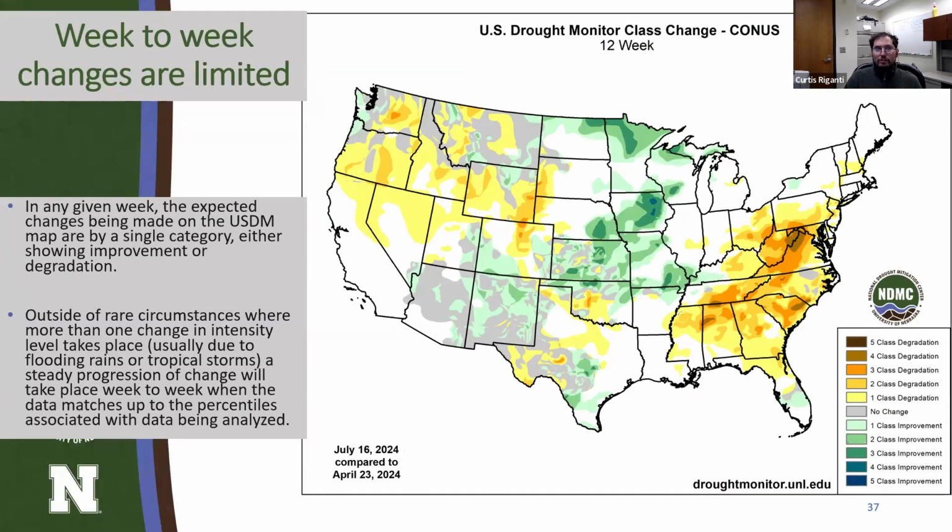So again, week to week changes are somewhat limited, usually to 1 category in one direction. It's exceptionally rare to have any 2 category degradations. It's pretty rare to have 2 or 3 category improvements. Oftentimes your larger changes will be seen over longer periods of time over the span of a month or 2.